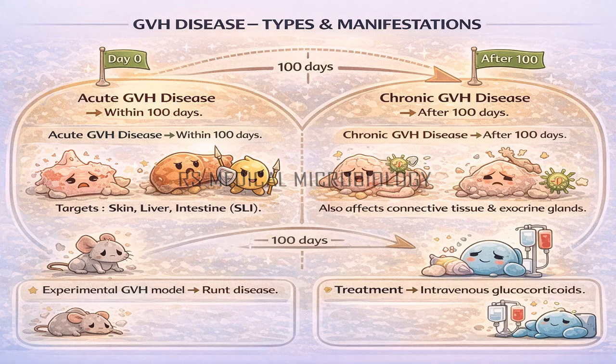Clinically, the acute reaction is characterized by selective damage to the liver in the form of hepatomegaly, skin rash, mucosal damage, and intestinal effects like diarrhea, which is mediated by the graft's immunocompetent T cells. Experimentally, this reaction can be produced in mice, which is called Runt's disease. Chronic GVH will also attack the above organs, but in addition, it can cause damage to connective tissue and exocrine glands. The treatment is intravenous glucocorticoids, which is given for both acute as well as chronic GVH.